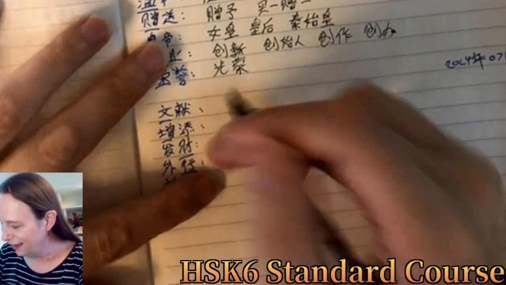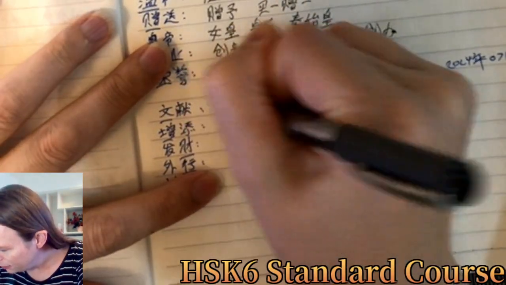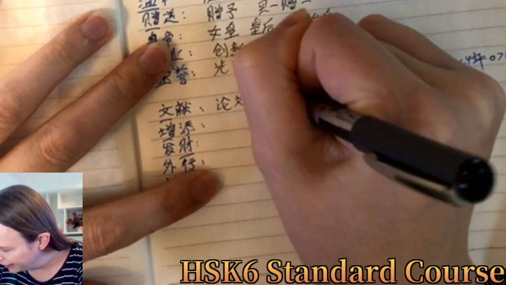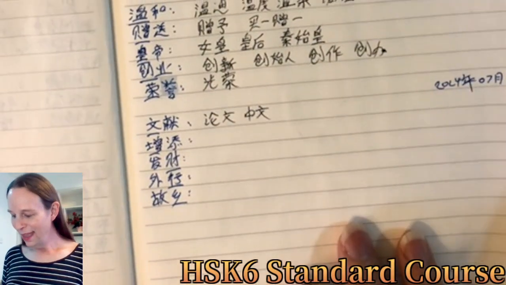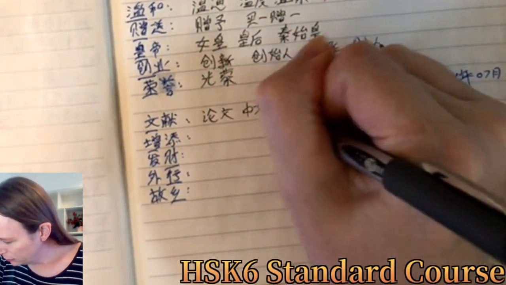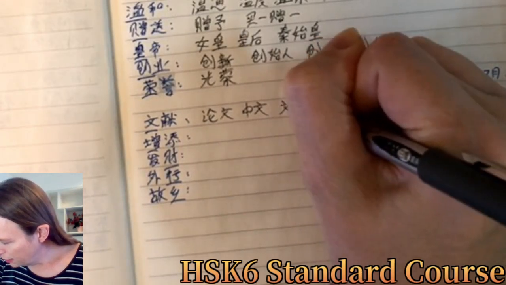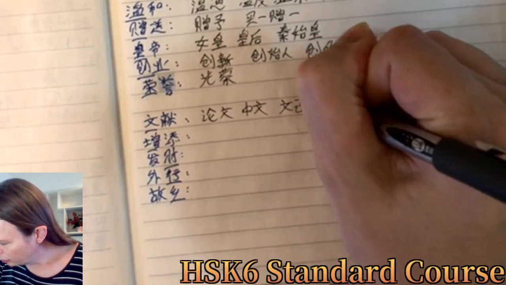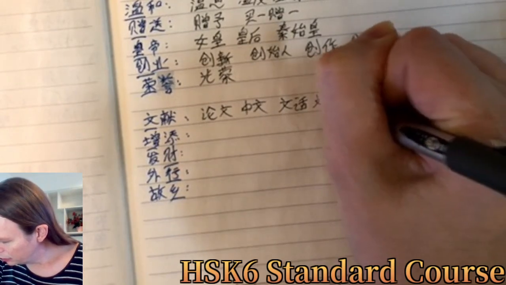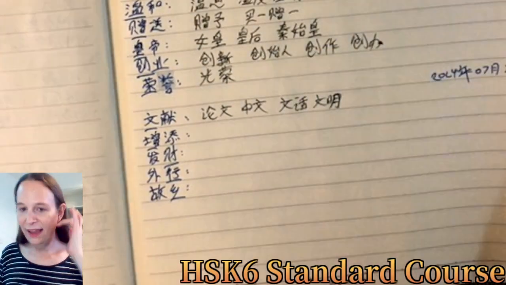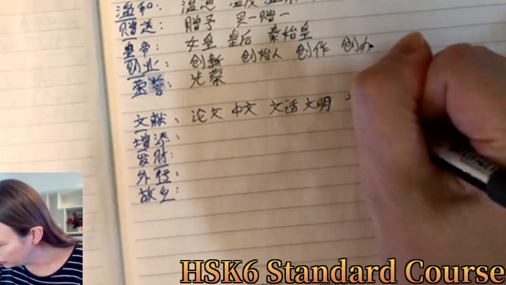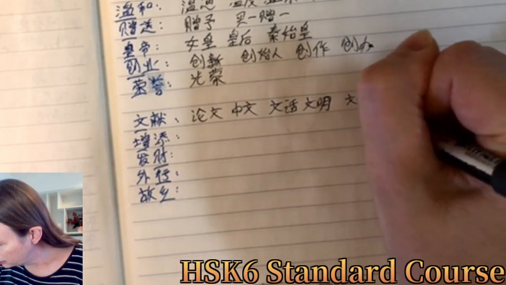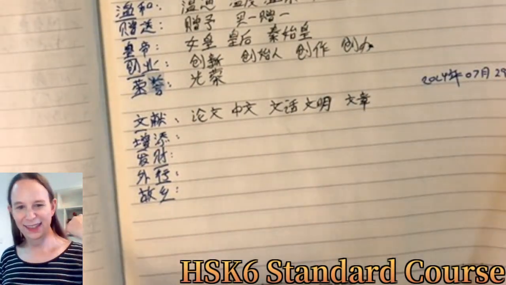All right. What are some words with these characters? 文, there's lots, right? 论文, oh yeah, 中文, 英文, 文化, 文明, 文章. Yeah, all right, that'll do. That's kind of too easy.